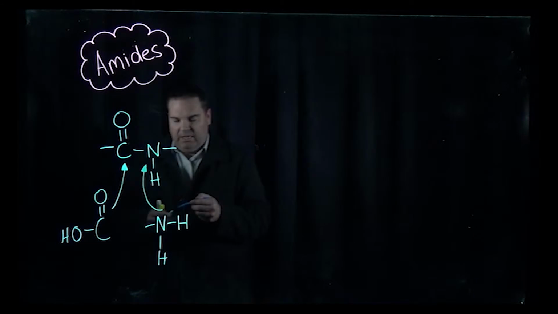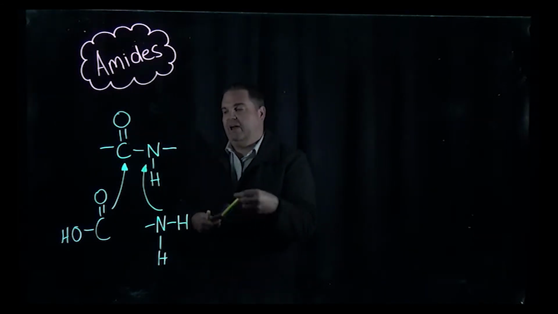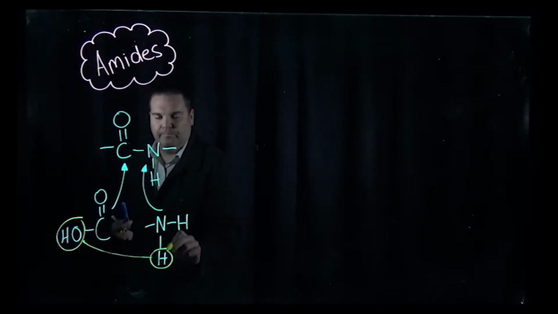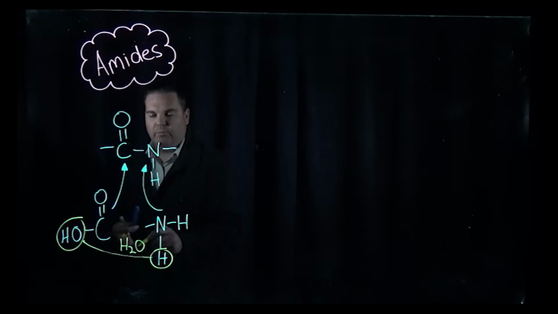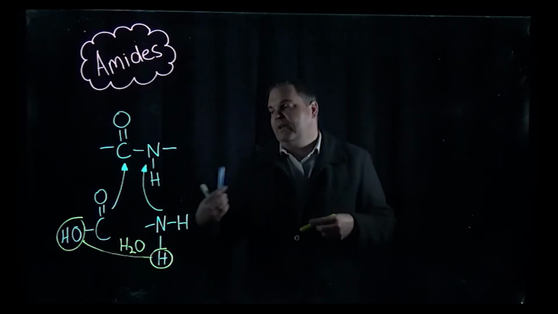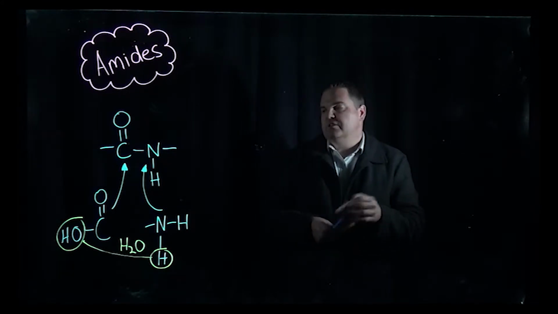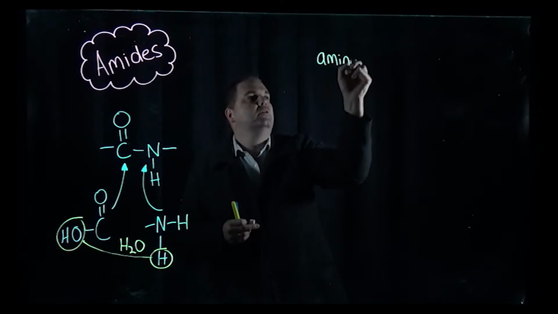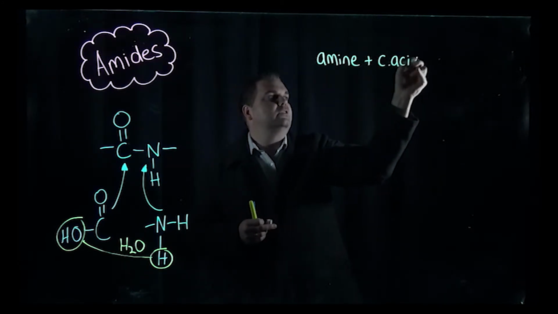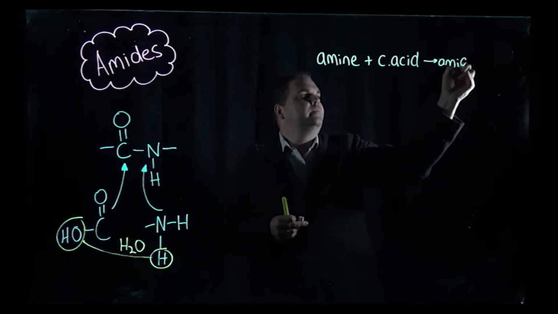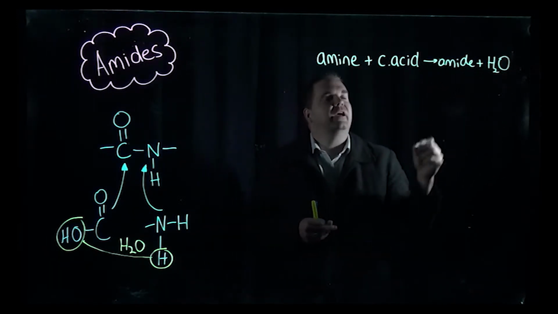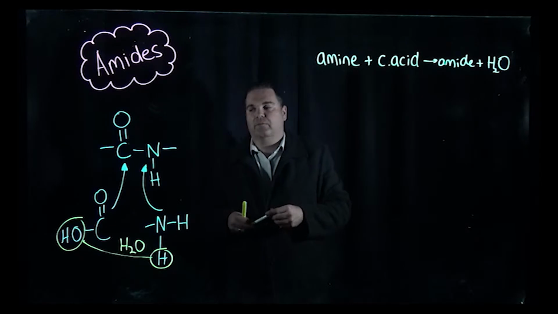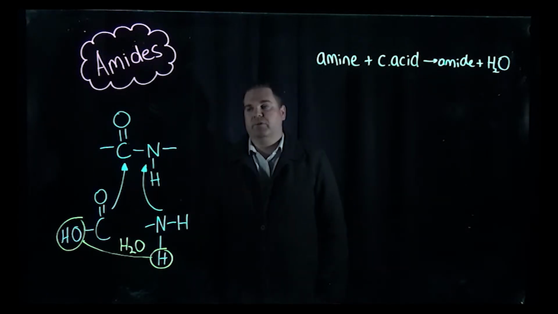Now, what happens is when these two combine, we actually eliminate out an OH from here and a hydrogen from here, and that eliminates out as water. So they're formed via a condensation reaction between a carboxylic acid and an amine. So the general equation is amine plus carboxylic acid, I'm going to shorten it, gives you an amide plus water. So it's a condensation reaction, elimination of a small molecule. If you watch the video on polyamides, you've probably got a good understanding of how they're formed anyway.